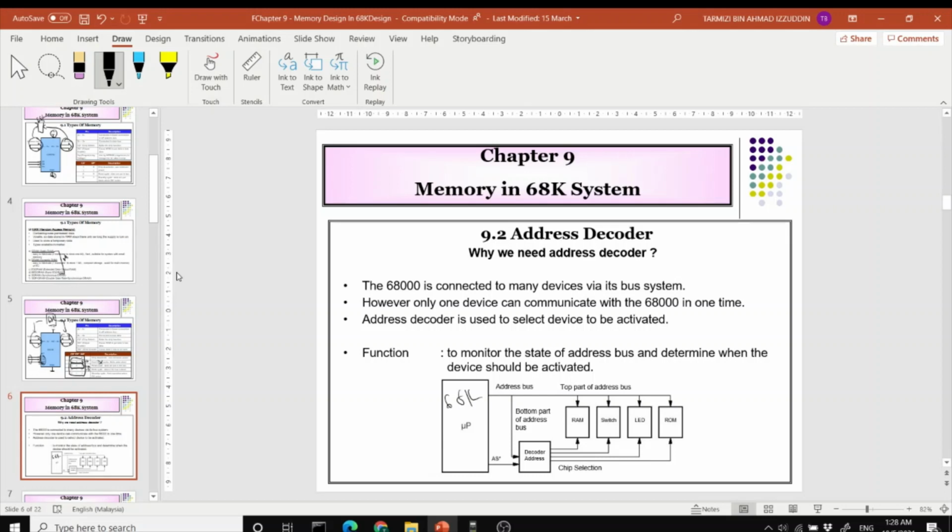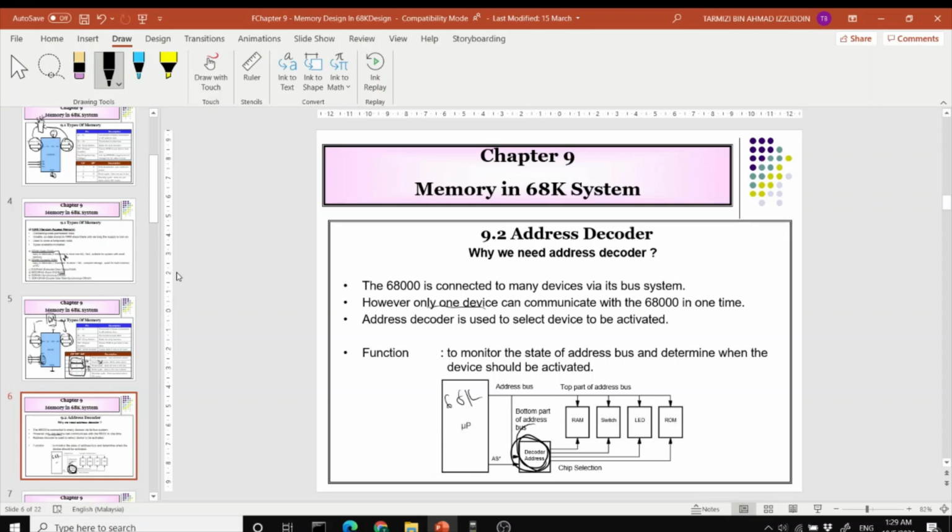However, you have to remember that at a particular time, only one device can be communicating with the 68K. So how do we do that? How do we specify which device is talking to the microprocessor? This is where the address decoder comes in. This is the task of an address decoder.